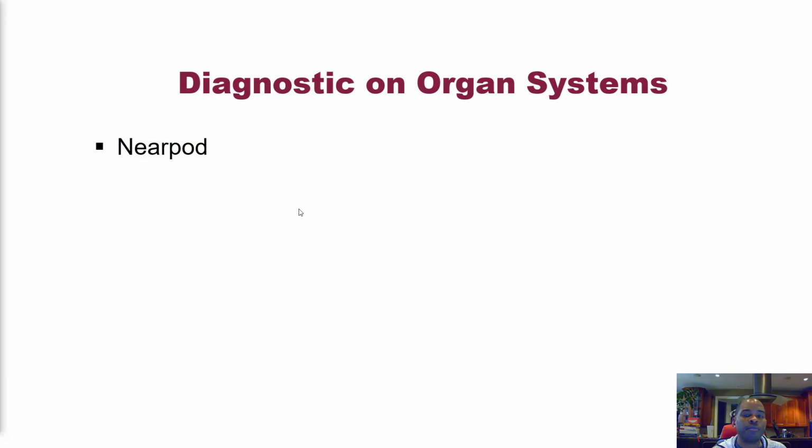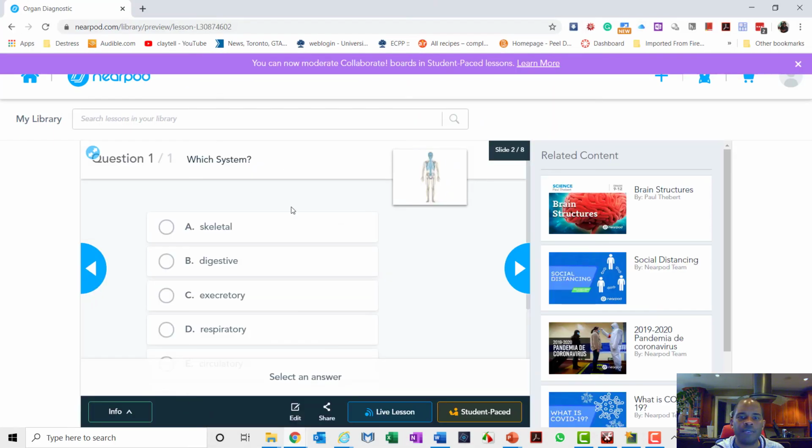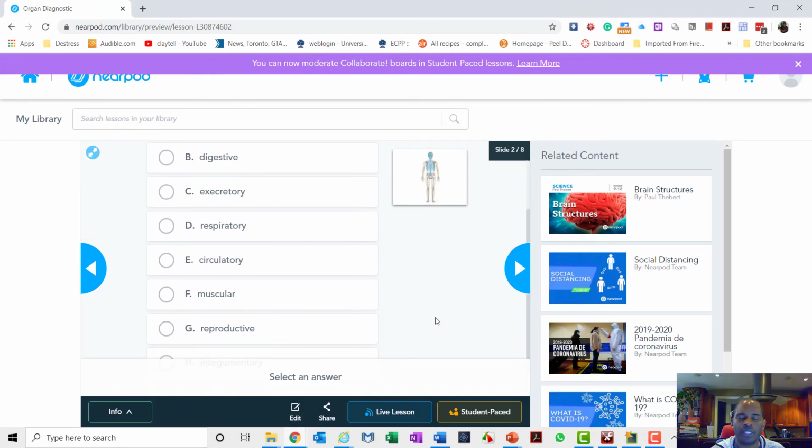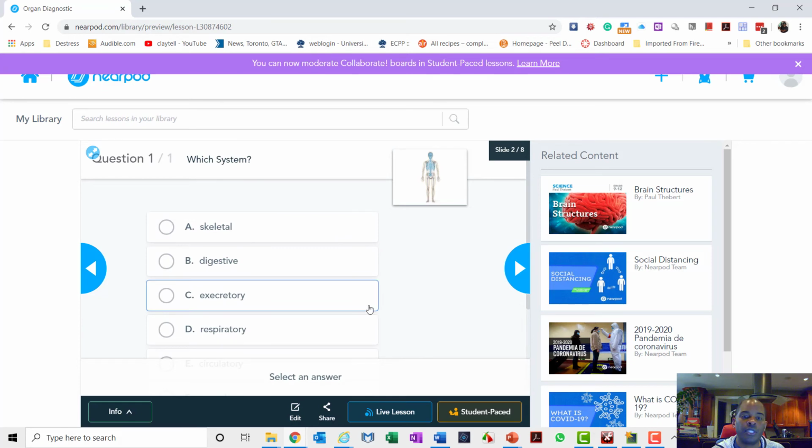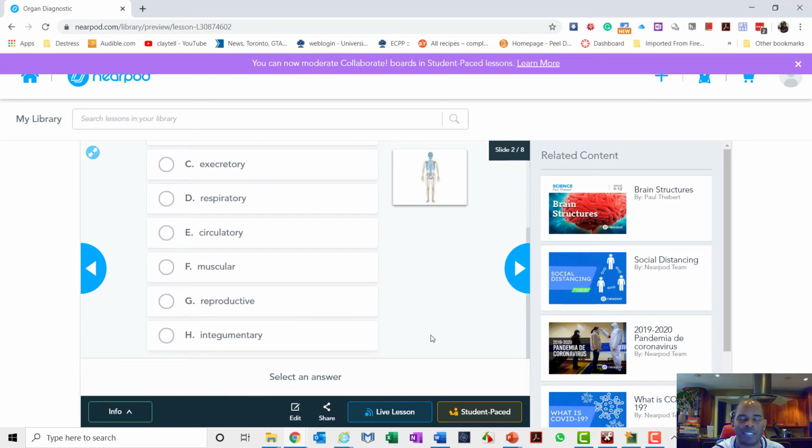Then you're going to work through the Nearpod diagnostic. You're going to see a clip of all these different organ systems, and you're going to see if you can recognize what they are. Once you've recognized the organ systems and written down what they are, do this little exit diagnostic. It's not really a diagnostic because it's after the fact. So do this little exit quiz on Nearpod, and then you can feel good about knowing some material.